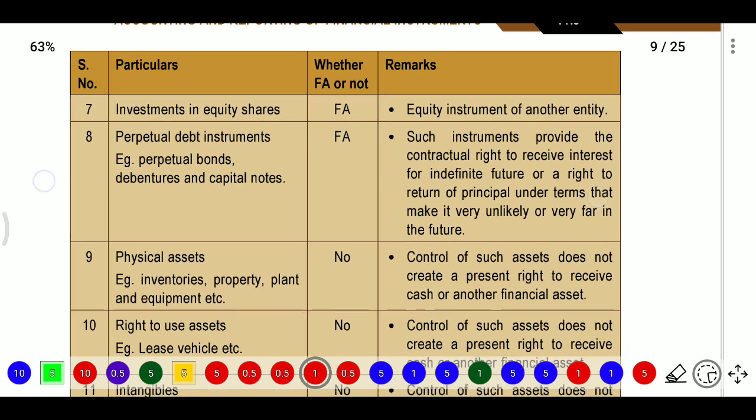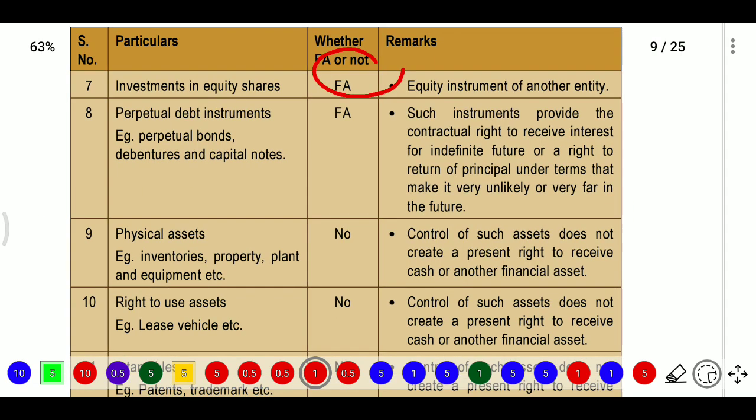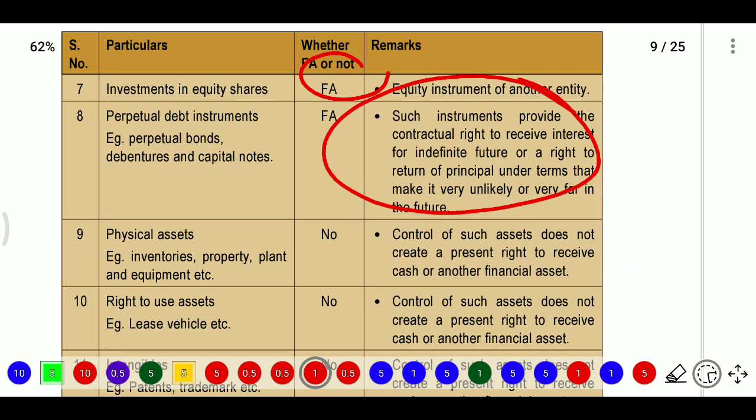If you invest in equity shares of another entity, it will also be a financial asset. And perpetual debt instruments, the last example we have taken. For example, perpetual bonds, debentures and capital notes will also be financial assets. Such instruments provide a contractual right to receive interest for an indefinite future, and the right to the return of principal may be, under the terms, likely or unlikely.